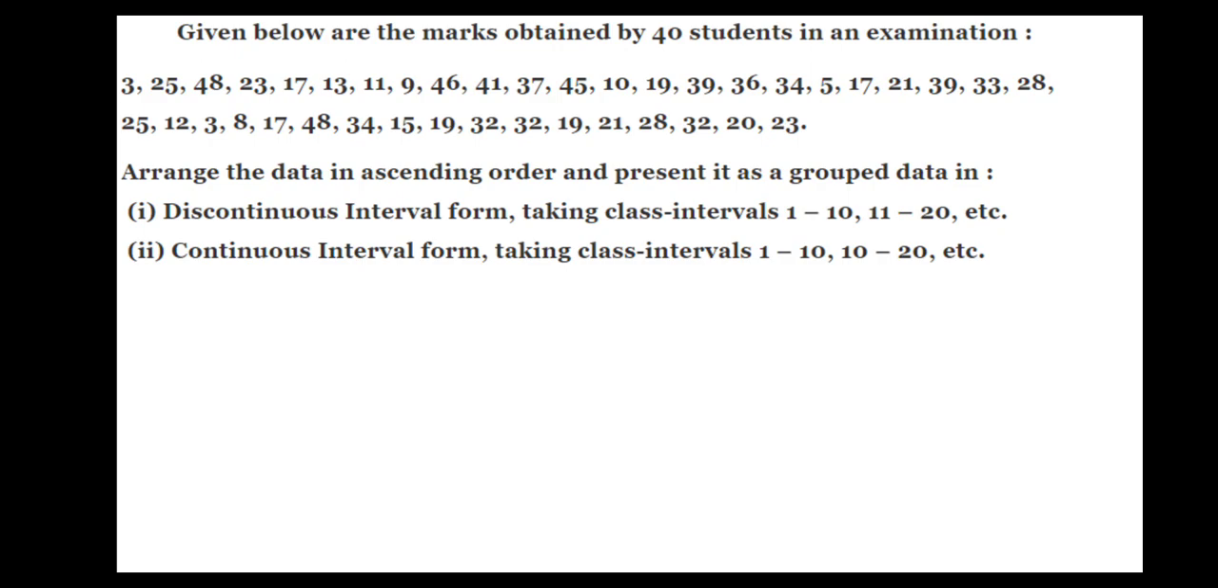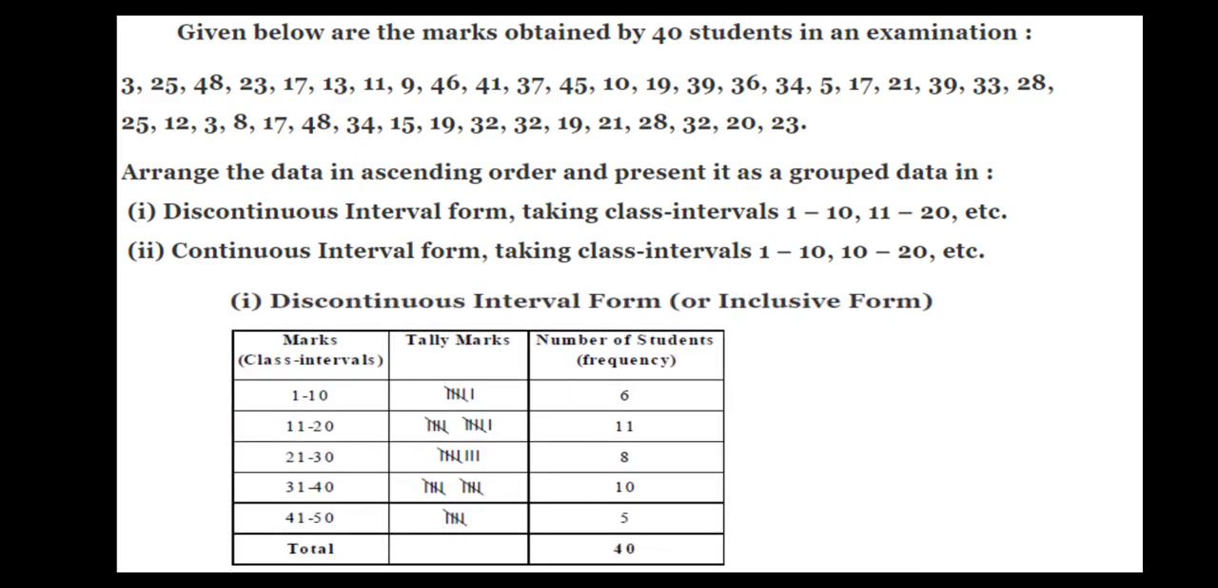Here again, one set of values. Two ways we have to find out. One is the inclusive class interval, which is called the discontinuous class interval. The exclusive class interval is called the continuous class interval. Two ways for the particular problem. Here also again 40 numbers were taken. Two methods have been explained.